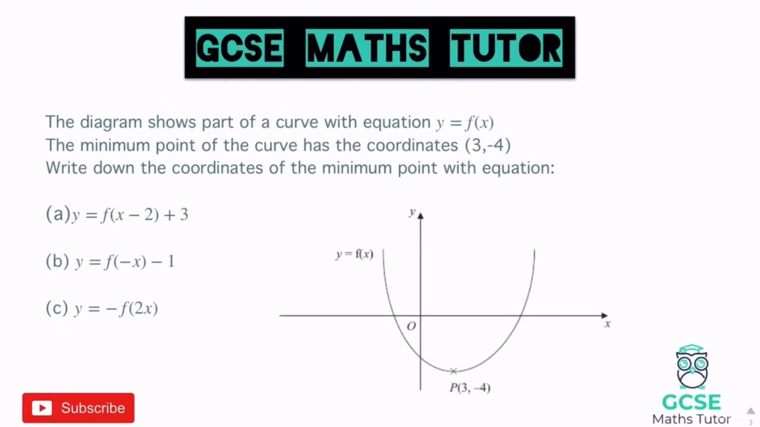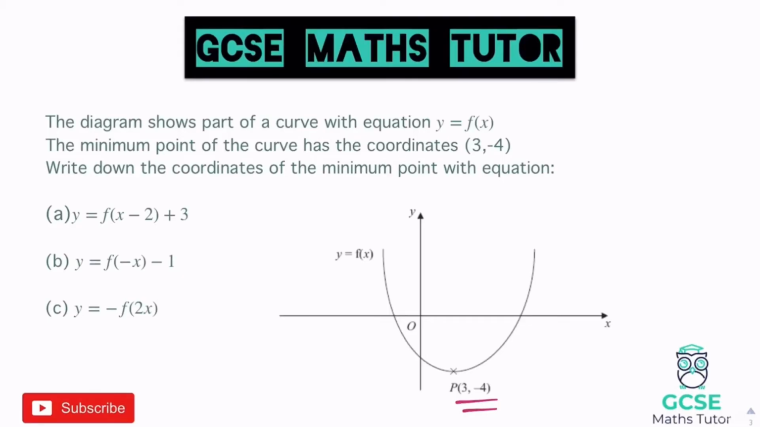Okay, so on to a different question. The diagram shows part of the curve of the equation y equals f of x, and it says the minimum point of the curve has the coordinates (3, -4). We can see that down here on the diagram. It then says write down the coordinates of the minimum point with the equation, and again we've got 3 equations here. Now you probably notice there's a lot more going on in these. So we've got f of x minus 2 and then plus 3 at the end.